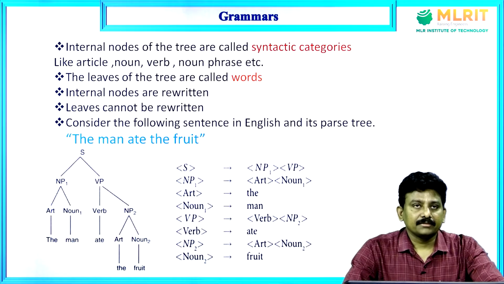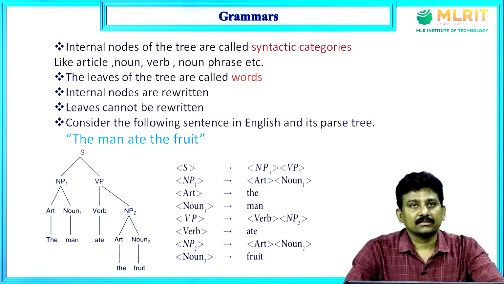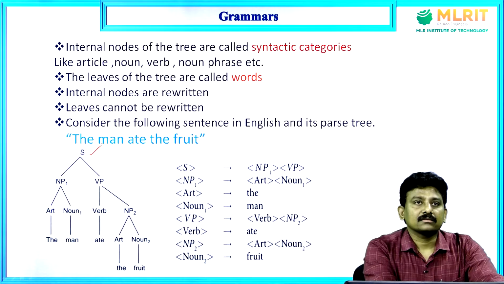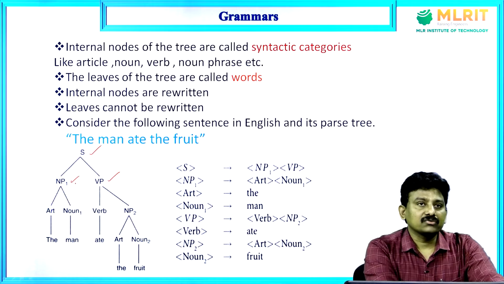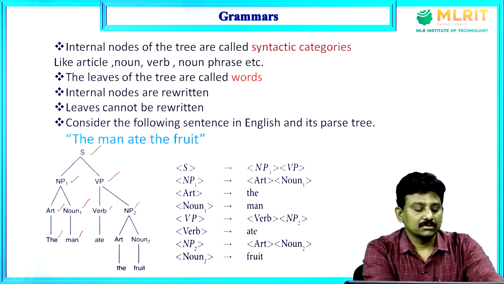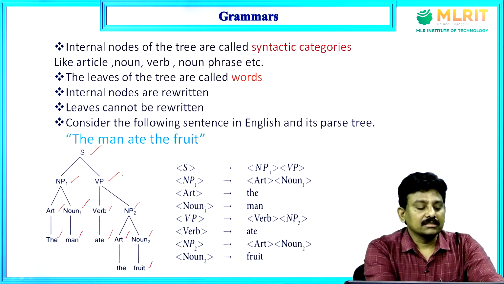Let us understand how the grammar will generate a sentence. I will consider a sentence in English language: The man ate the fruit. This is the sentence I am going to derive. Here S is the sentence symbol. The sentence symbol will derive noun phrase 1, verb phrase. Noun phrase 1 derives article and noun 1. Article derives the, noun 1 derives man. Verb phrase derives verb and noun phrase 2. Verb derives ate, noun phrase 2 derives article and noun 2. Article derives the, noun 2 derives fruit. See, this is the syntax tree.